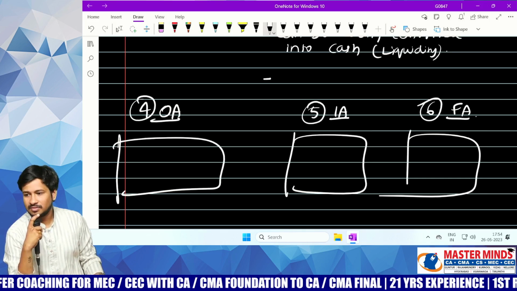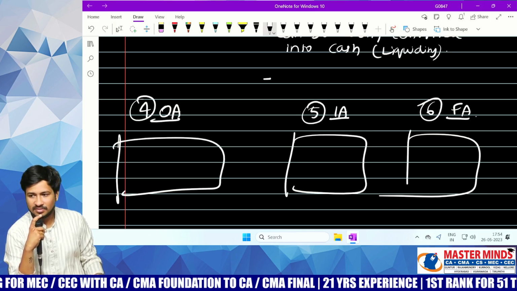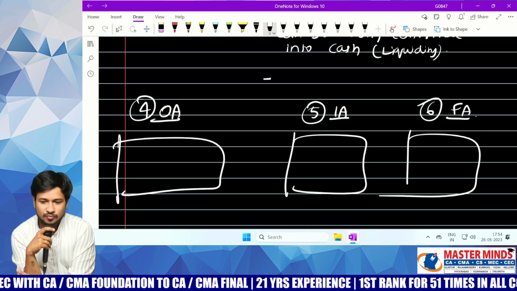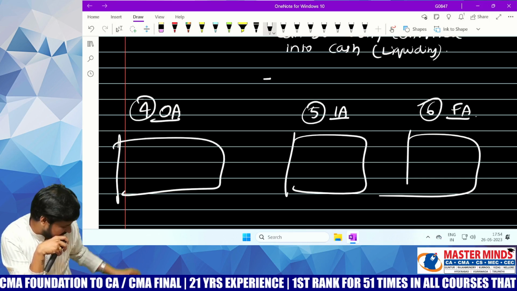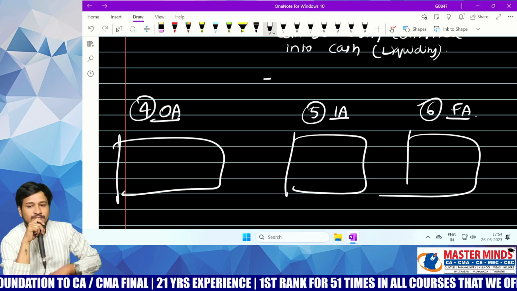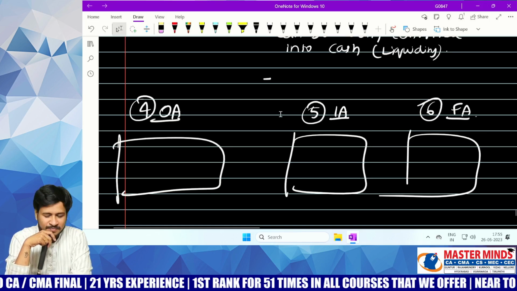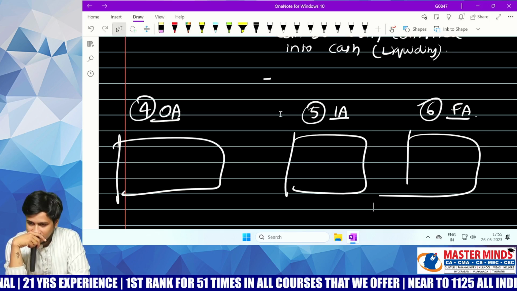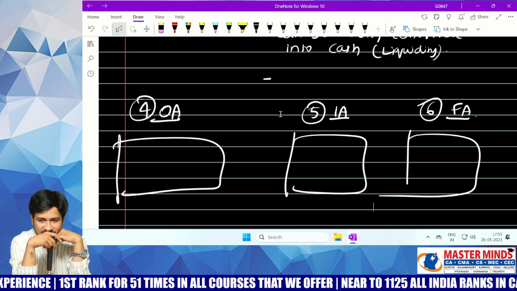Shall I start? Investing: those items which are connected to acquisition and disposal of fixed assets and investments.